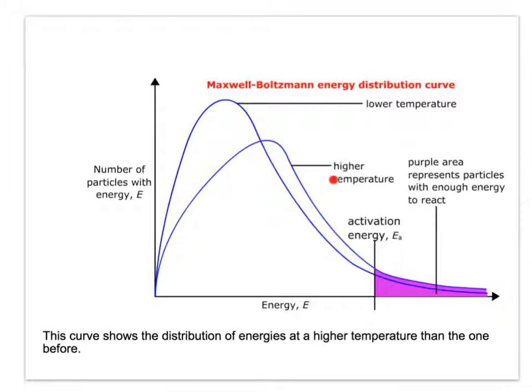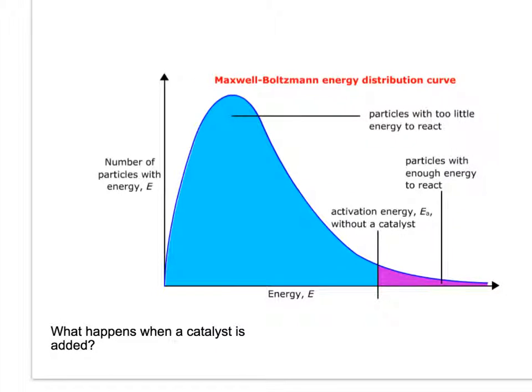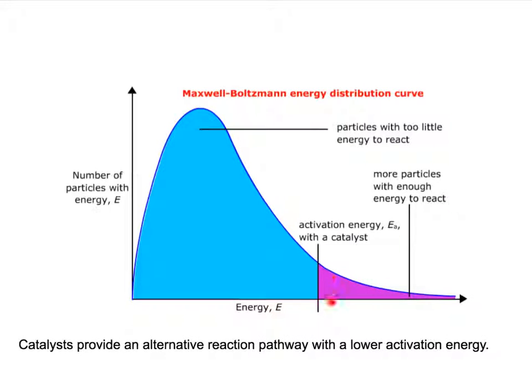We can see that when we increase the temperature, there is a larger area under the curve above the activation energy. Therefore, more particles have the required activation energy to react. What about a catalyst? When we add a catalyst, it doesn't change the shape of the curve. All it does is move the activation energy. You can see the activation energy has been shifted to the left, and now more particles have the required activation energy.